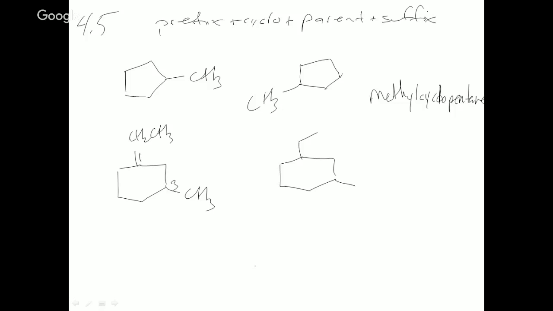Okay, the 1 is the ethyl position because it follows the alphabet. So the answer is 1 ethyl, 3 methyl. In a ring, the numbers follow the alphabet. Okay, and it's a cyclohexane. A couple examples. Let's do a couple more.